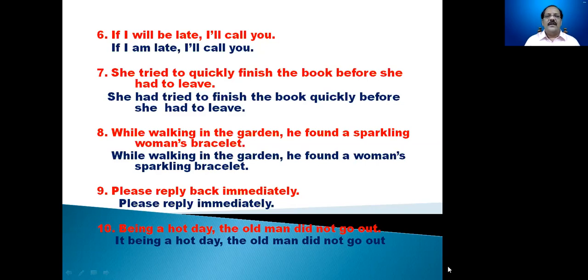While walking in the garden, he found a sparkling woman's bracelet. That means, while walking in the garden, he found a woman's sparkling bracelet. When you say a sparkling woman's, it means the woman is sparkling, isn't it? Here the bracelet is sparkling, isn't it? So he found a woman's sparkling bracelet is the right answer.